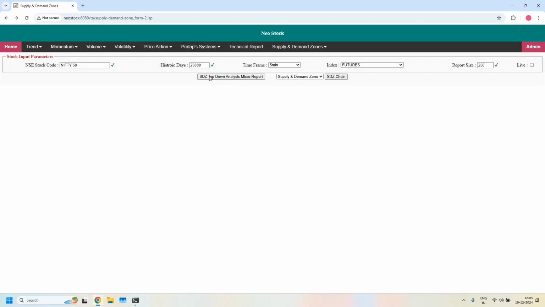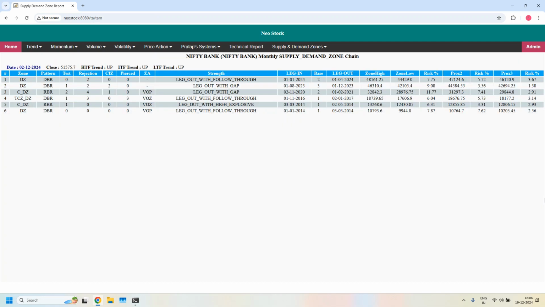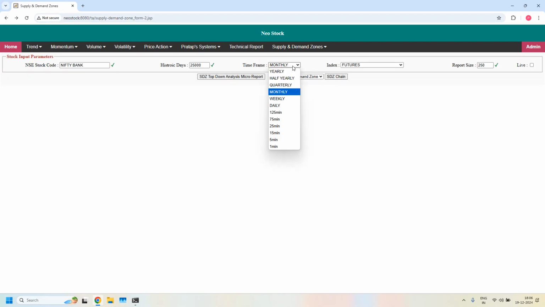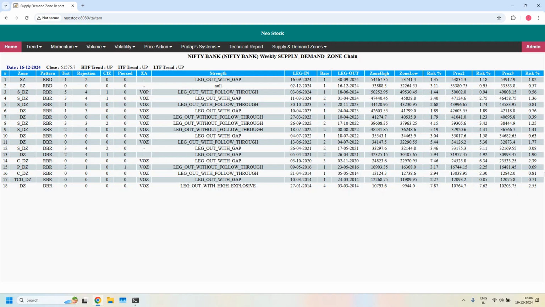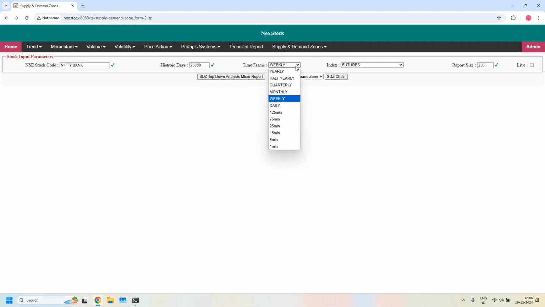Next, we will generate a BANKNIFTY supply demand zone chain. That is nothing but NIFTY Bank. Generating monthly supply demand zone chain for BANKNIFTY. Next, I am generating weekly supply demand zone chain for BANKNIFTY. Next, I am generating daily supply demand zone chain for BANKNIFTY.